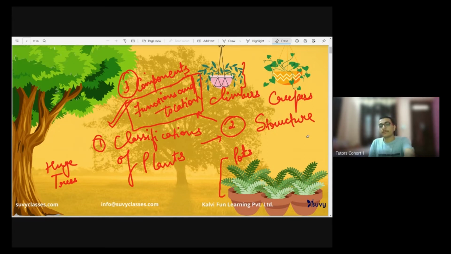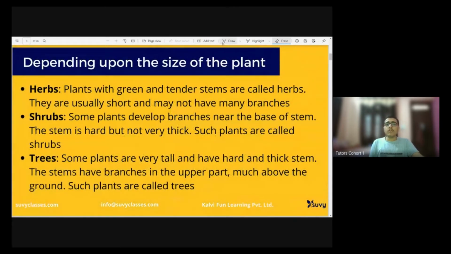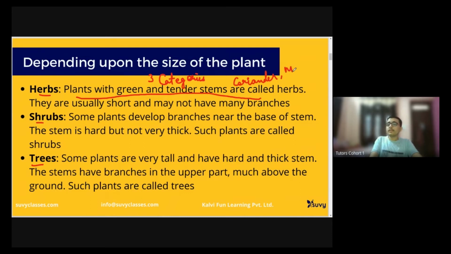All right, next. Okay, so children, depending upon the size of the plant, we shall segregate plants into three categories. The first one is herbs, second is shrubs, third is trees. Herbs are very small plants or soft plants. As mentioned here, plants with green and tender stems are called herbs. Examples are coriander, mint, parsley. These are all herbs.